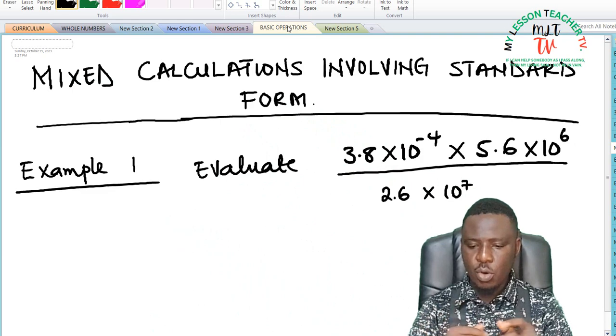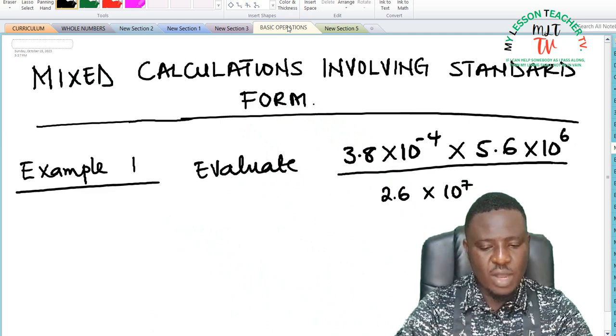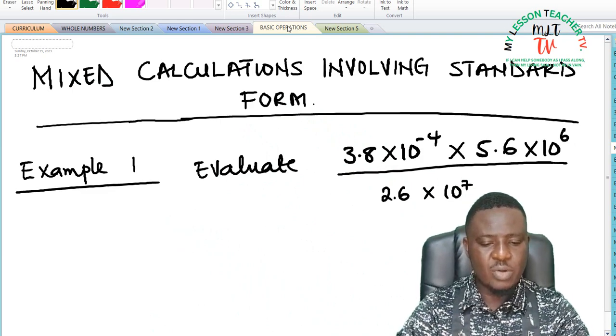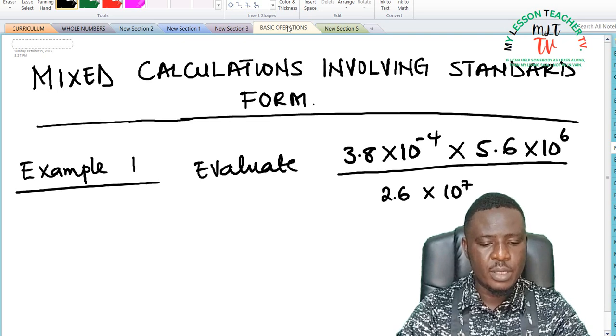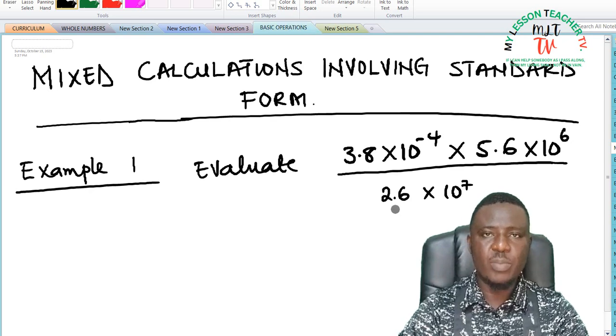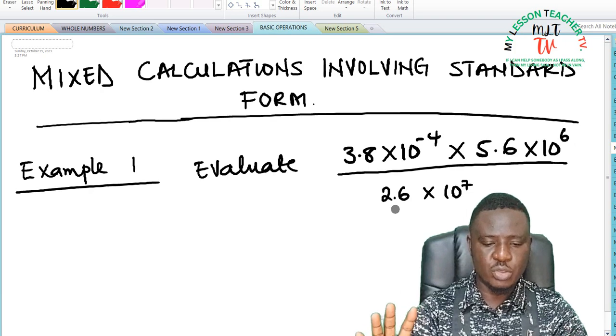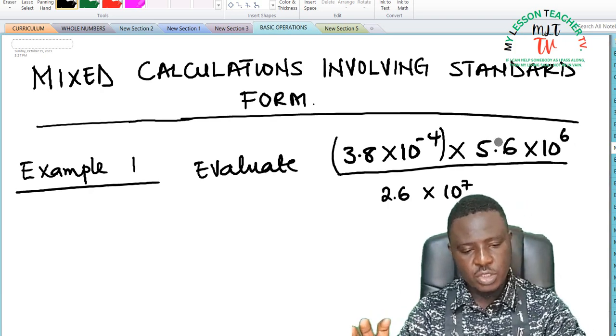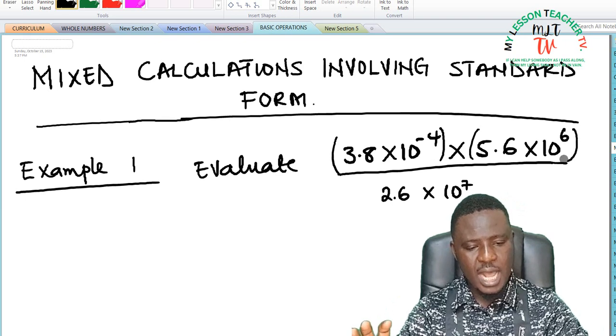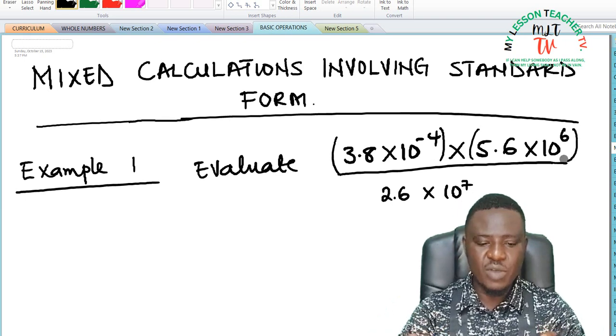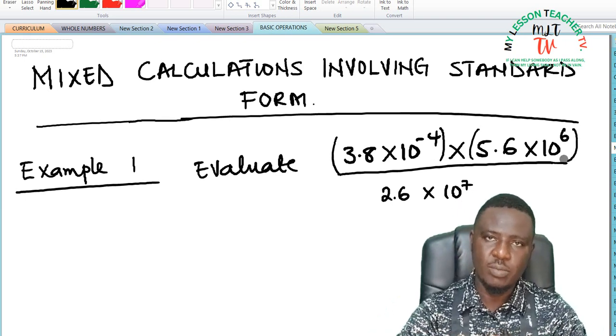For example, we have example 1 that we are to evaluate 3.8 times 10 raised to the power of minus 4 by 5.6 times 10 raised to the power of 6, all divided by 2.6 times 10 raised to the power of 7. This exercise involves two operations, where we shall be looking at the multiplication of these two at the numerator, and the final answer will then be divided by what we have at the denominator.